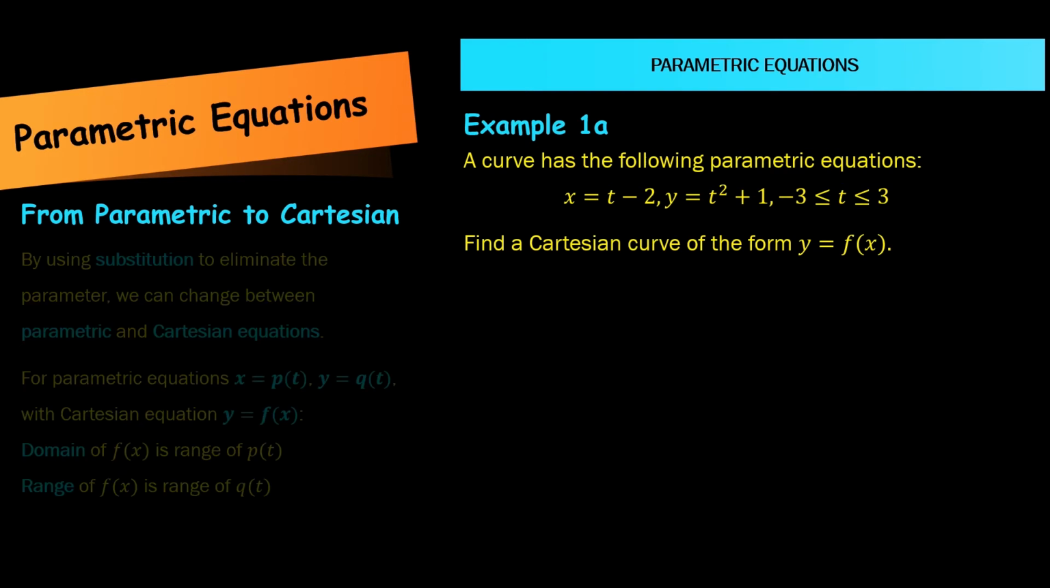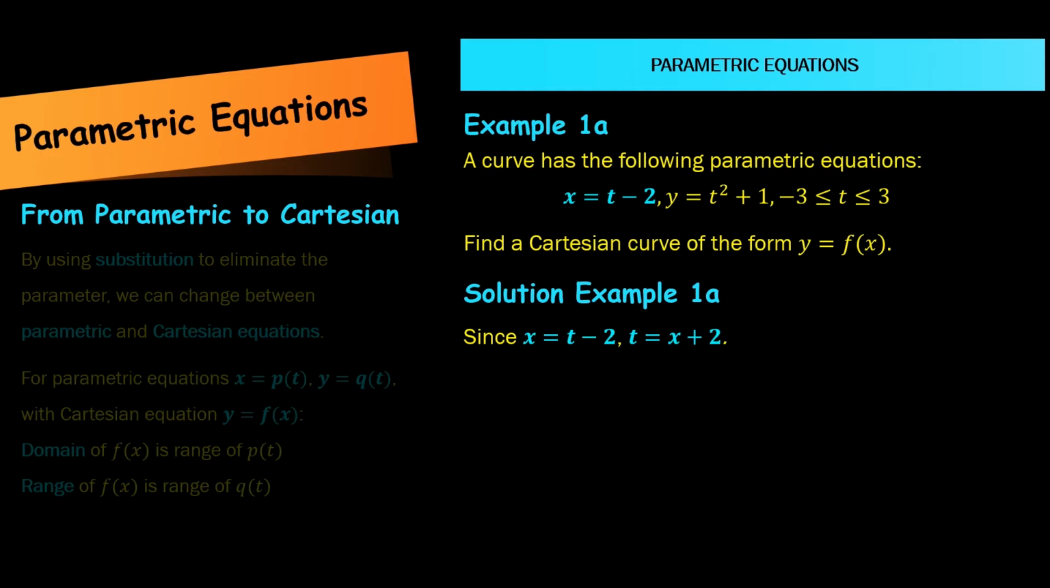A curve has the following parametric equations: x equals t minus 2 and y equals t squared plus 1, where t is greater than or equal to minus 3 and less than or equal to plus 3. We are required to find a Cartesian curve of the form y equals f of x. So let's solve this.